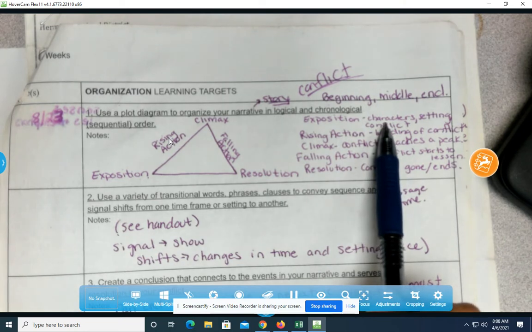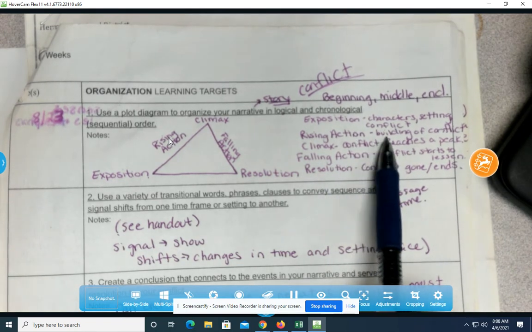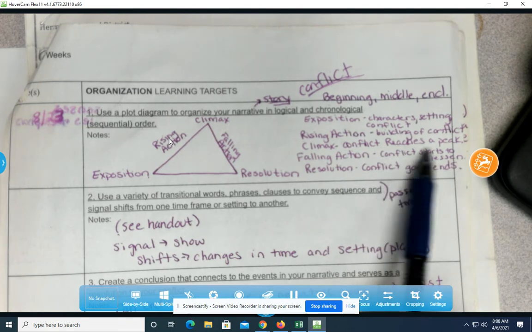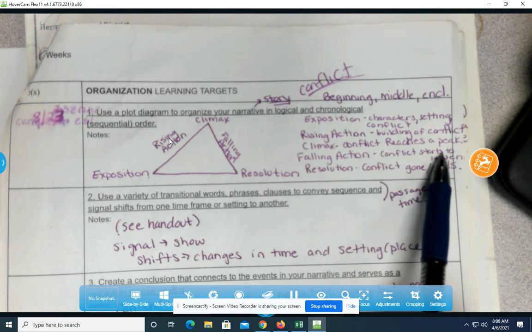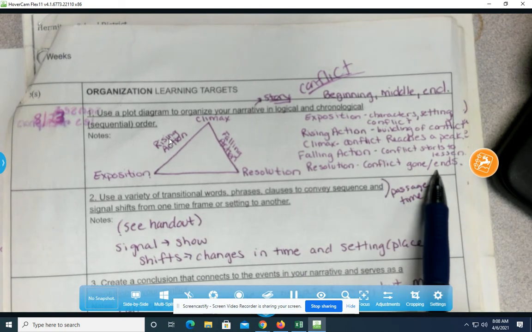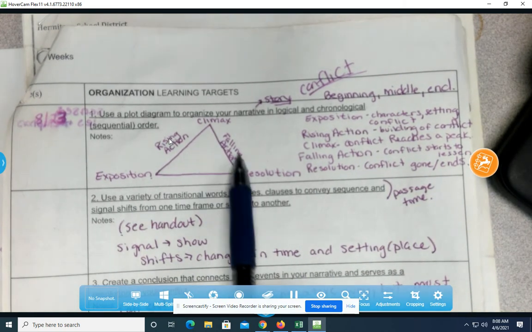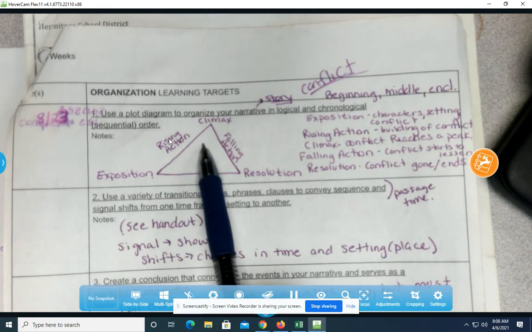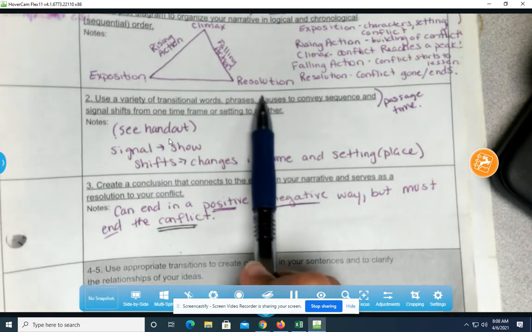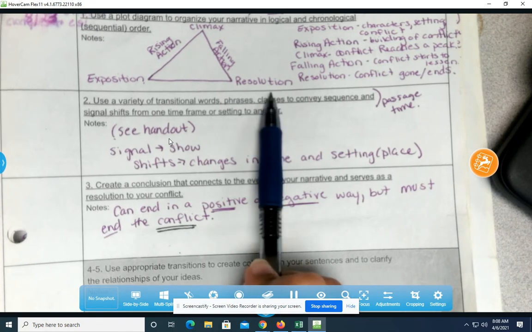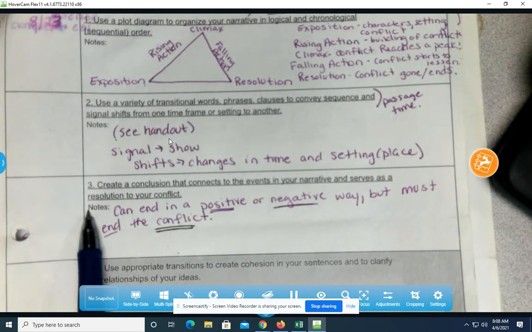Exposition is where you learn about your character, setting, and conflict. Rising action is that building of the conflict. The climax is where that conflict reaches its peak. Falling action, the conflict starts to lessen, and then the resolution, which is where the conflict is gone and in fact ends. We set it up as sort of a triangle that has a really long side here because the rising action usually takes a while. That leads us into resolution, which is that final concluding section where the conflict resolves fully and is gone. That is part of your organizational structure.